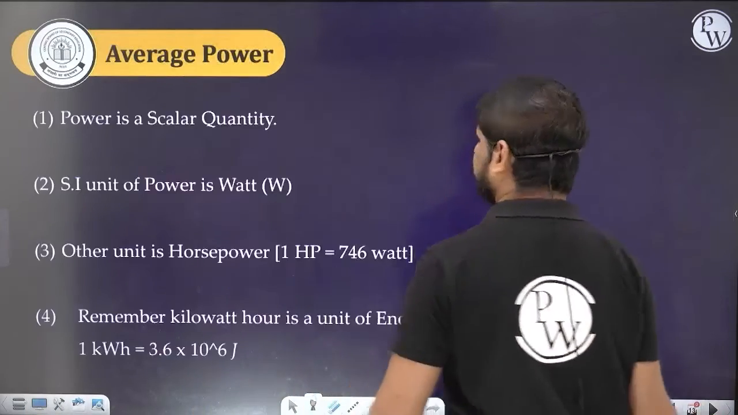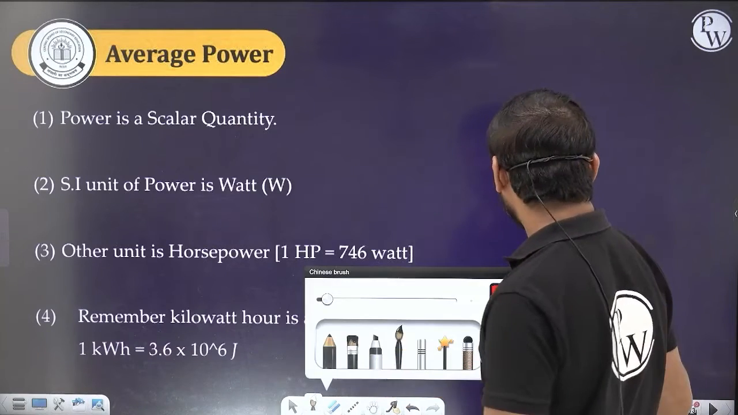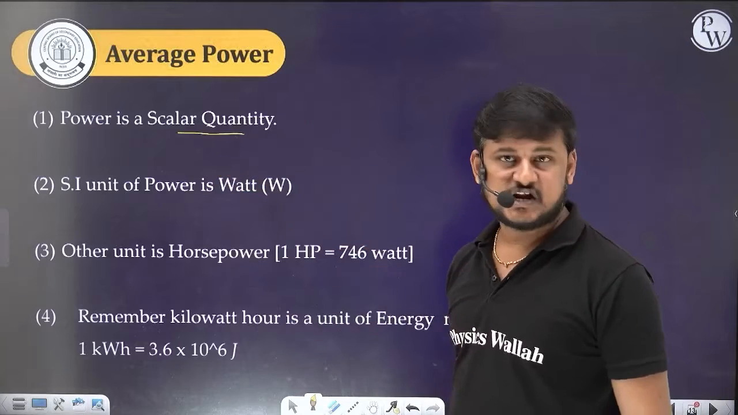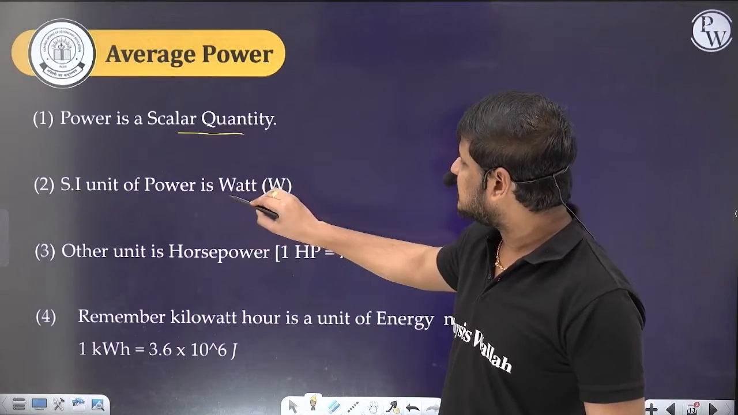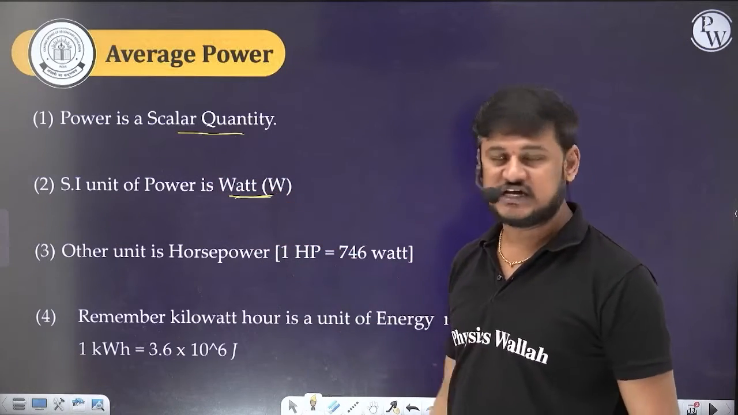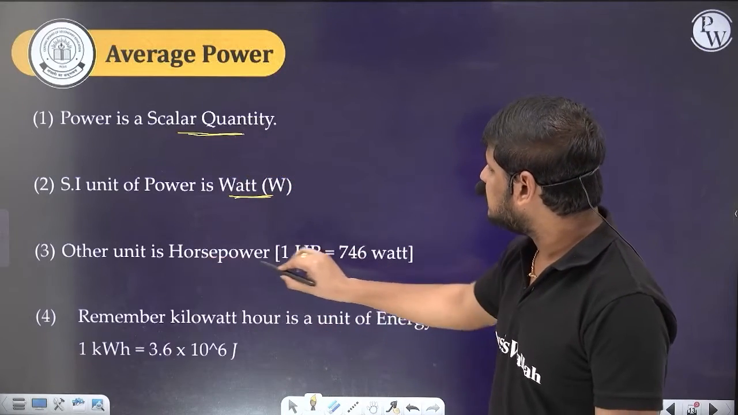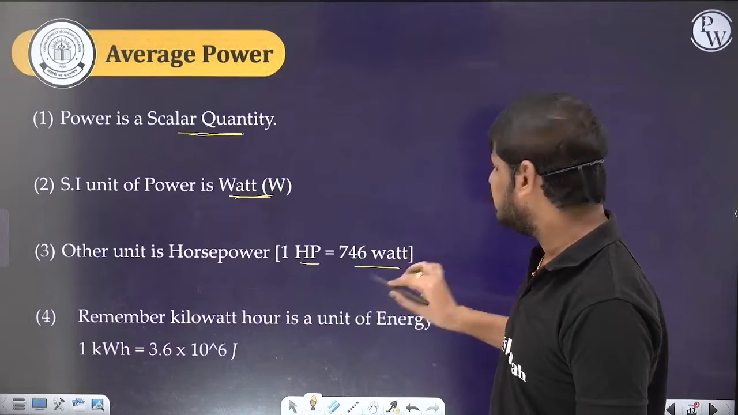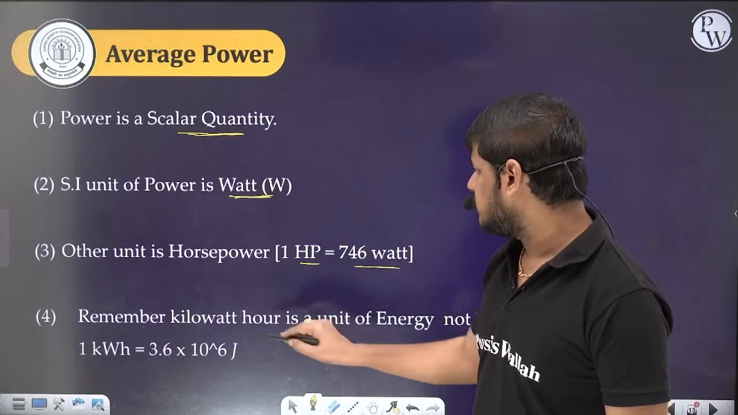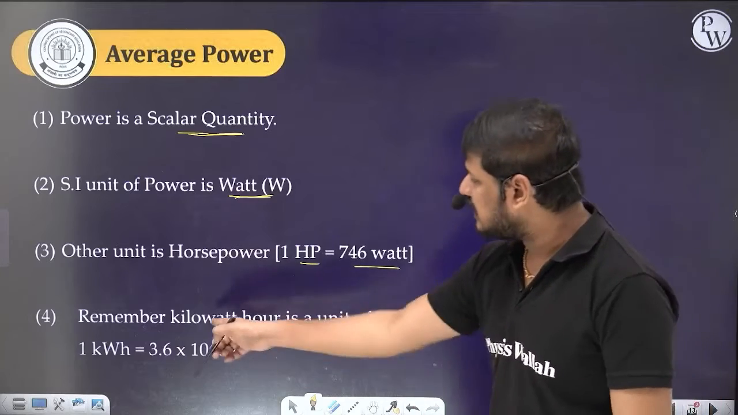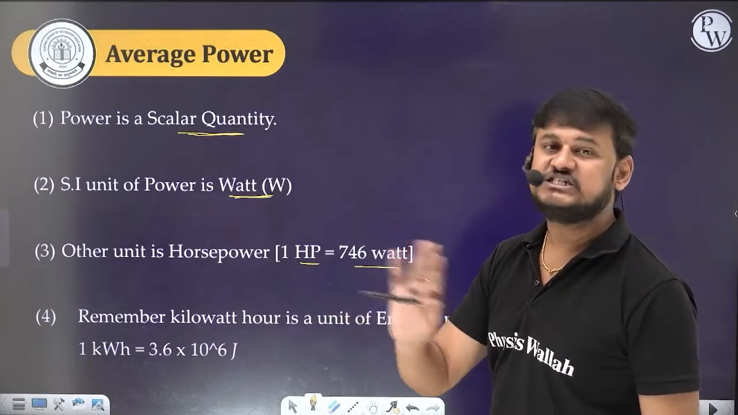Chalo. So let's move further. Then what is the average power? Power is a scalar quantity, and the SI unit of power is watt. The other unit is horsepower, 1 HP, which is 746 watts. So remember, kilowatt hour is a unit of energy, not of power.